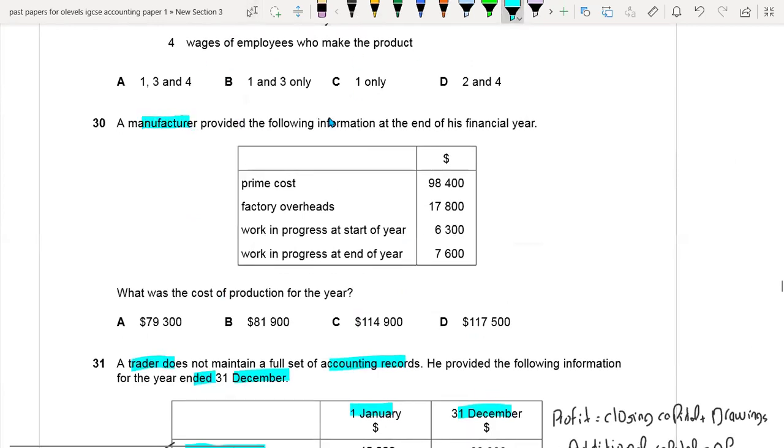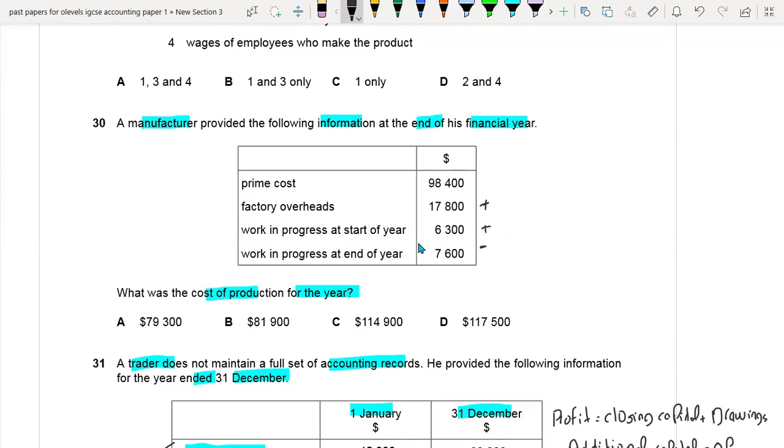Okay, a manufacturer provided the following information at the end of his financial year. What was the cost of production for the year? So for the cost of production, just remember one thing, that not only the prime cost is part of the cost of production. Factory overheads, which means all indirect costs, are also part of your cost of production. So now this is very easy. Add prime cost, which is 98,400, to factory overheads, plus work in progress at the start of the year and minus the work in progress at the end of the year.